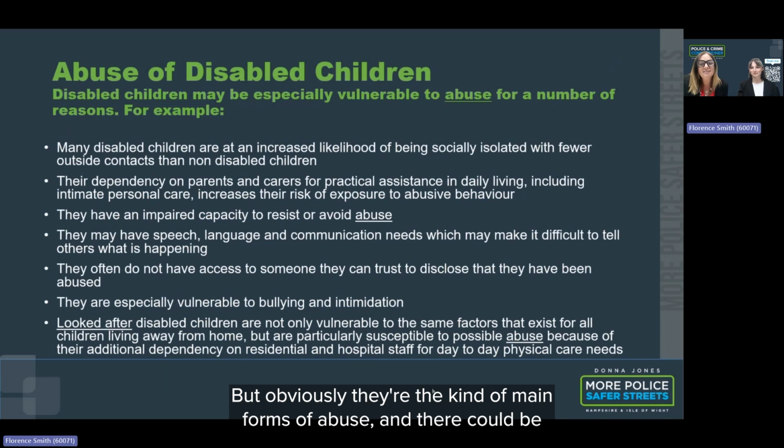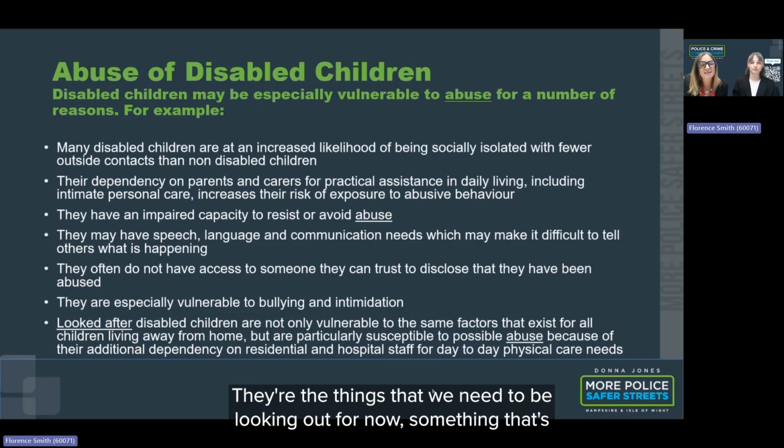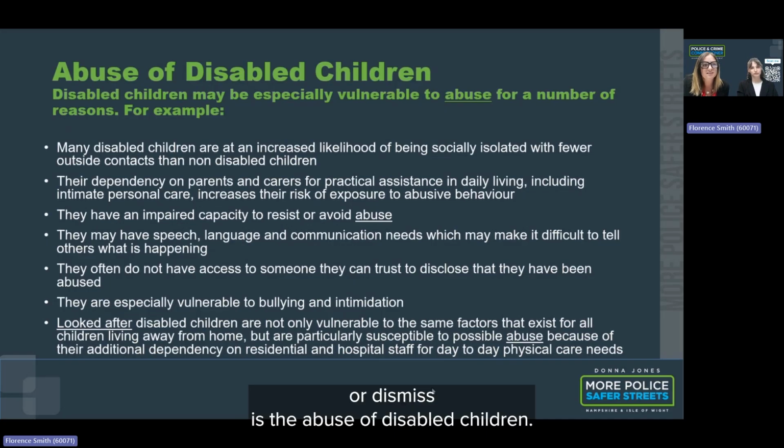But obviously they're the kind of main forms of abuse, and there could be one or more of those happening all at one time. So they're the things that we need to be looking out for. Now, something that's really important that we don't forget or dismiss is the abuse of disabled children.